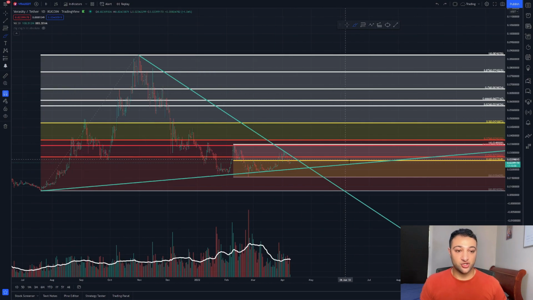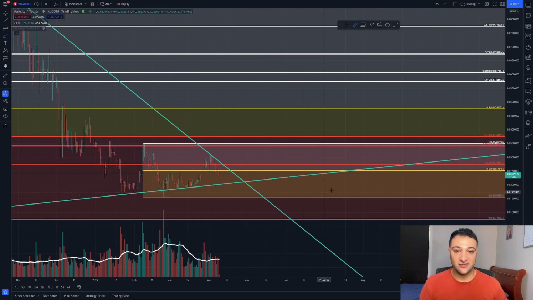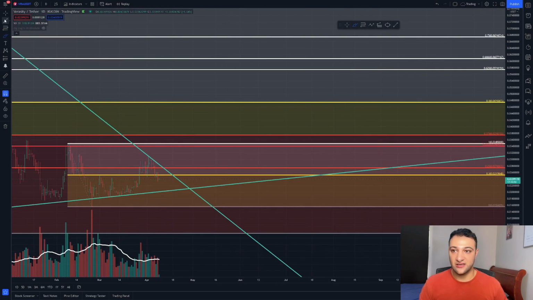Let's have a look at the short term. That would be this yellow area here. This is the very short term 50% level. And you can see once again how good the 50% mark is.